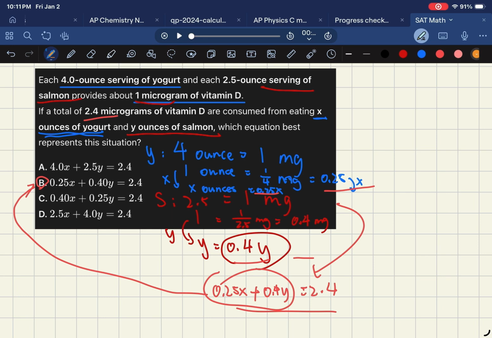Also, make sure you assign the correct variable to the one assigned by the question. What I mean is that X is for yogurt, so you don't want to have X for salmon. That is obviously wrong. So just bear that in mind.